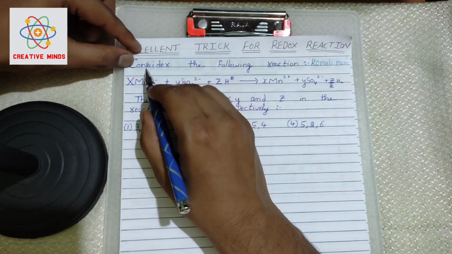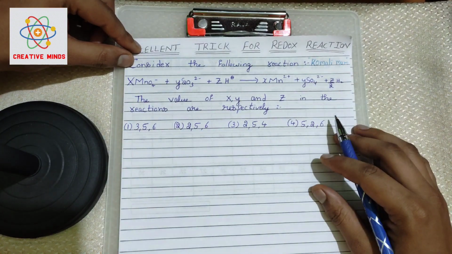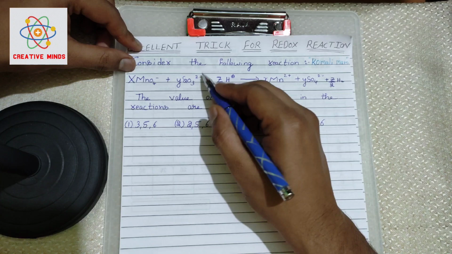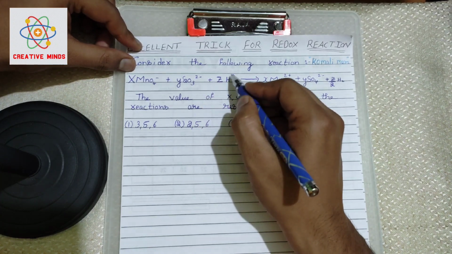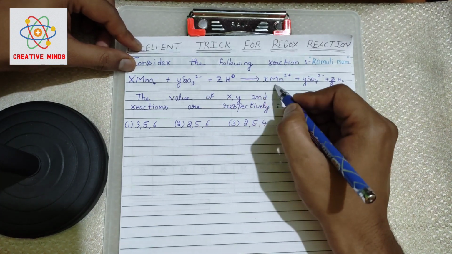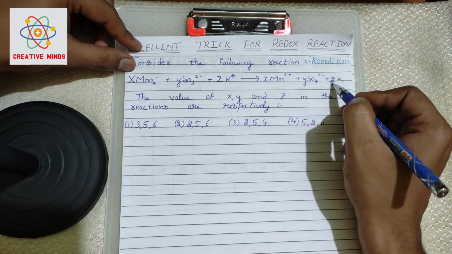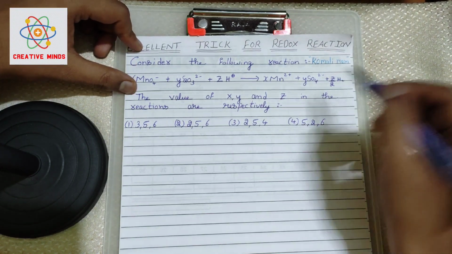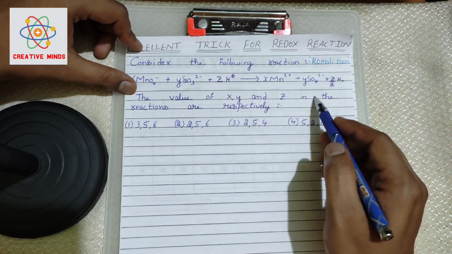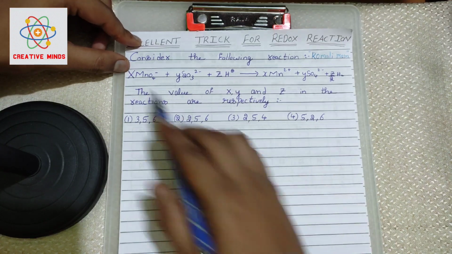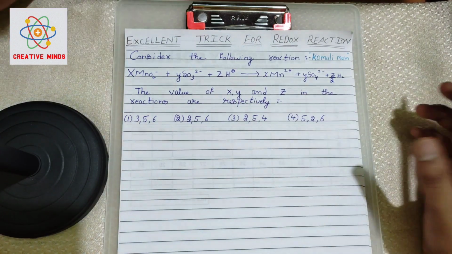First, consider the following reaction. We have a reaction: xMnO4⁻ + ySO3²⁻ + zH⁺ gives xMn²⁺ + ySO4²⁻ + (z/2)H2. The value of x, y and z in the reaction are respectively, and they have given some options. We have to find the values of x, y and z. How to find them?